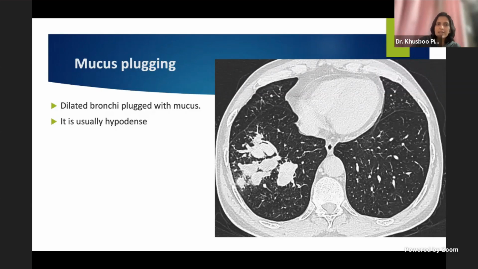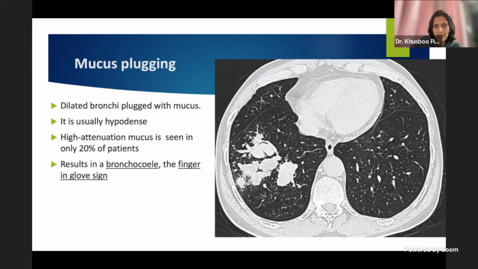So yes, if the mucus plugging within these bronchi is high attenuation, that is, it is white, then it is highly pathognomonic for allergic bronchopulmonary aspergillosis. But that pathognomonic sign is seen in only 20% of the cases. The rest of the mucus is more hypodense. It does not mean that if the dilated bronchi are filled with hypodense or black-looking mucus, it is not allergic bronchopulmonary aspergillosis. It still fits the criteria of allergic bronchopulmonary aspergillosis.